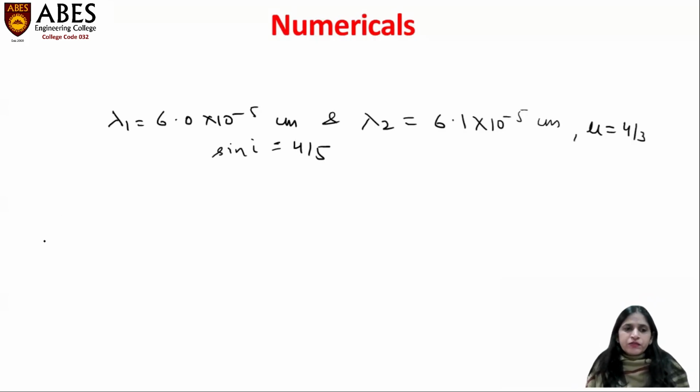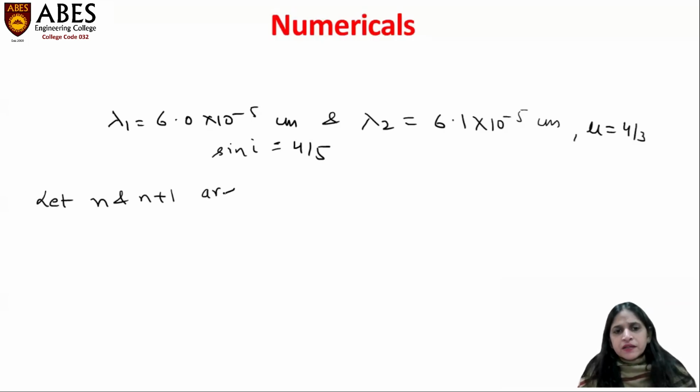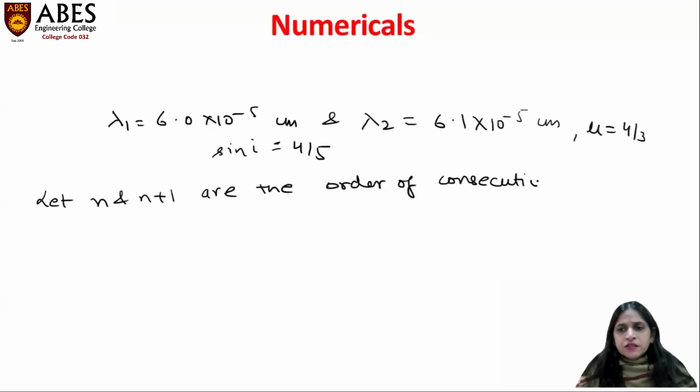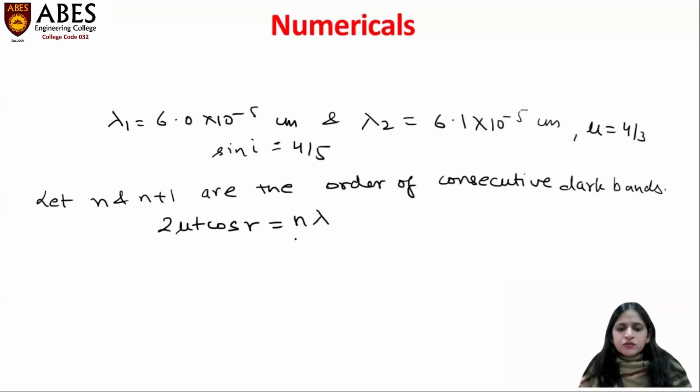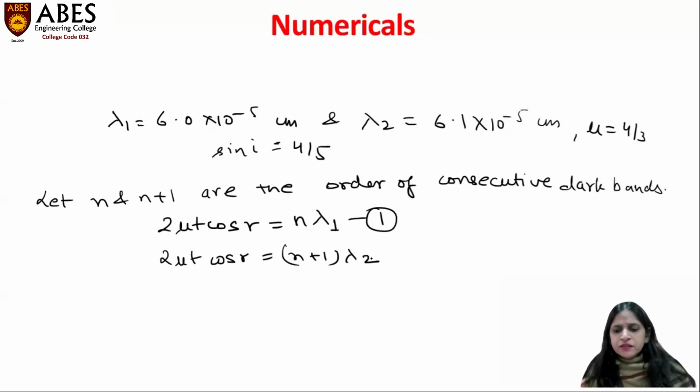So let n and n plus 1 be the orders of consecutive dark bands. And what is the condition of dark bands? The condition of dark bands is 2 mu t cos r equals n lambda. So there are two equations that will be formed. One will be this equation with lambda 1, and the other will be 2 mu t cos r equals n plus 1 lambda 2.